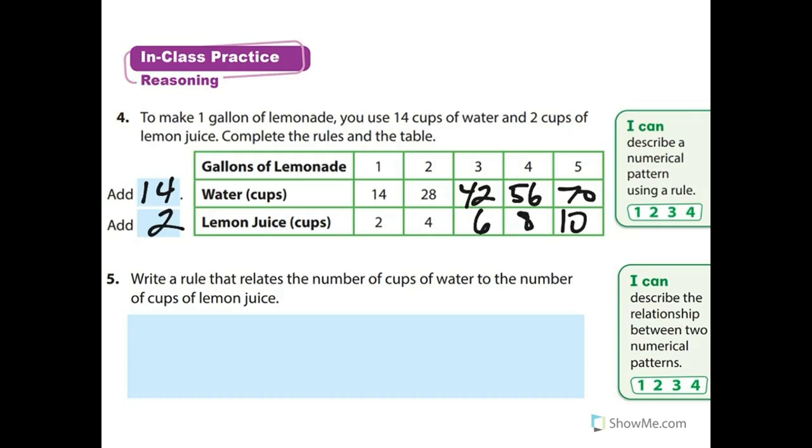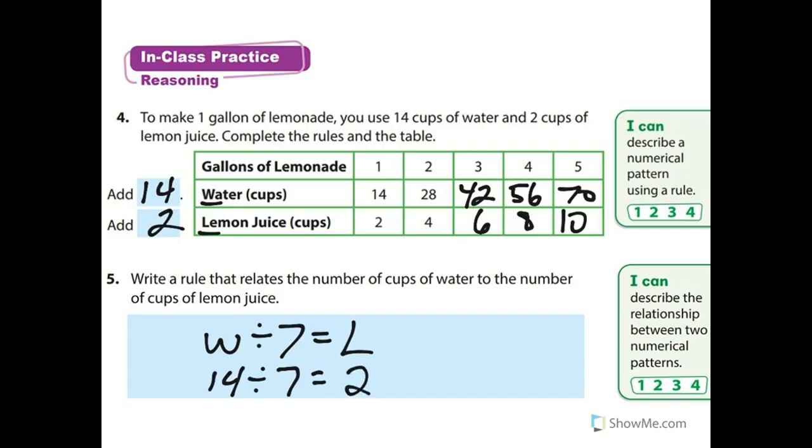So write a rule that relates the number of cups of water to the number of cups of lemon juice. All right, I want you to do that and use W for the cups of water and L for the cups of lemon juice. Go ahead and do that and then we'll go over it. Yeah, did you see that we're dividing the water by 7 and that equals the cups of lemon juice? So W would be 14. 14 divided by 7. L is going to be 2.